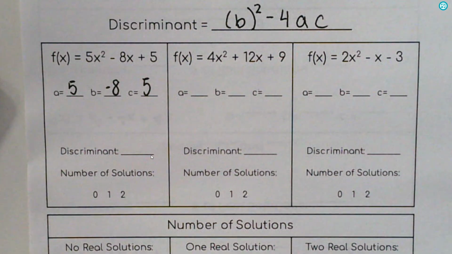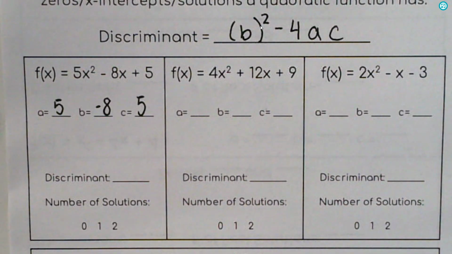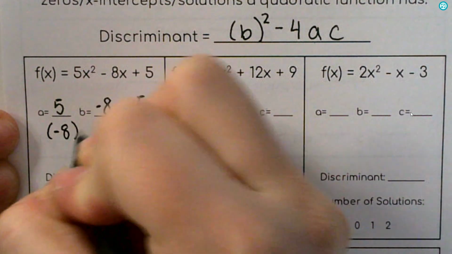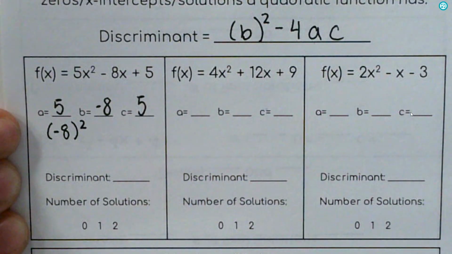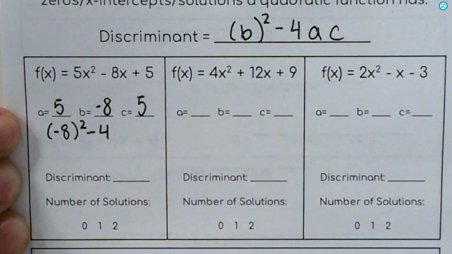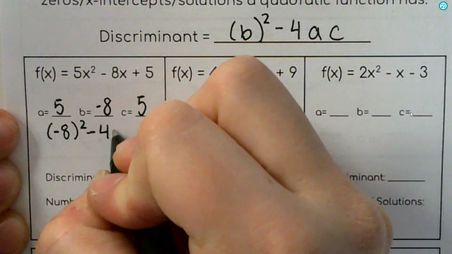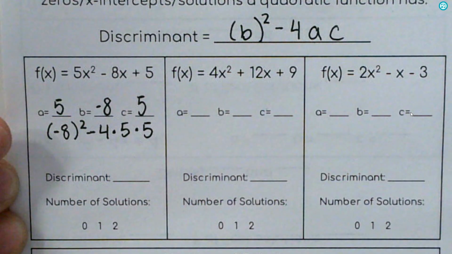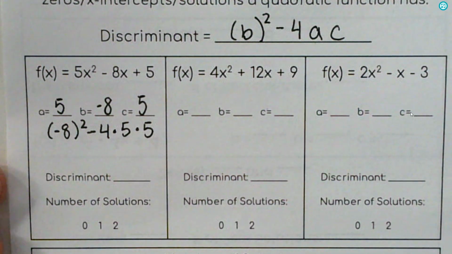And we are plugging into that formula b squared minus 4ac every single time. So b squared is negative 8 squared minus 4. The 4 is just part of the formula. You use it every time. Times my a value times my c value. So my a value is 5 and my c value also happens to be 5. So it's 4 times 5 times 5.